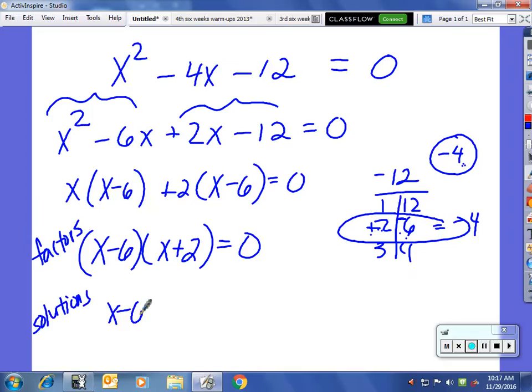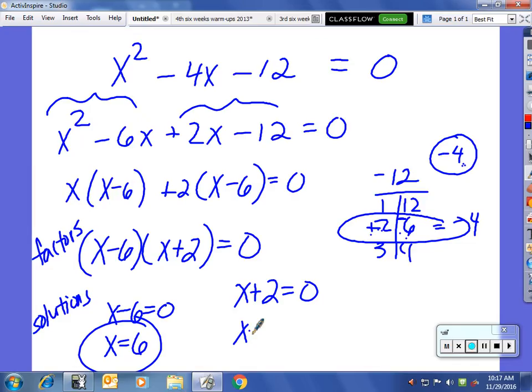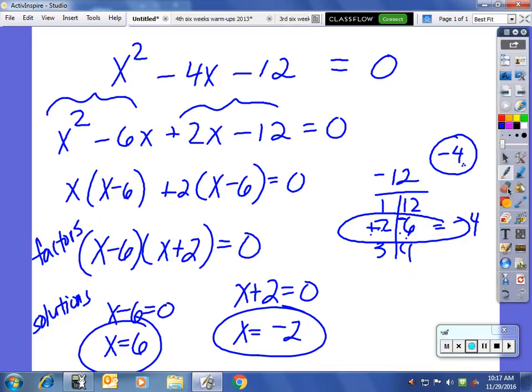If x minus 6 equals 0, what does x equal? 6. That's one of my solutions. If x plus 2 equaled 0, what would x equal? Negative 2. So my two answers to the original problem are 6 and negative 2. Let's go back to what the original problem looked like. I want to show you how we can check this.